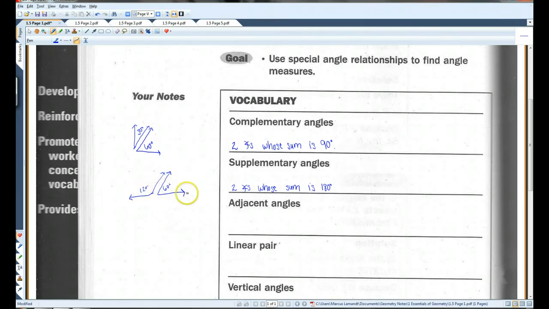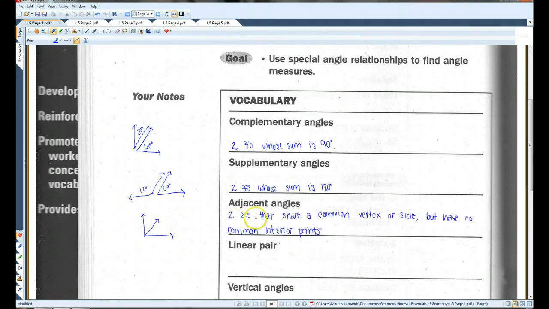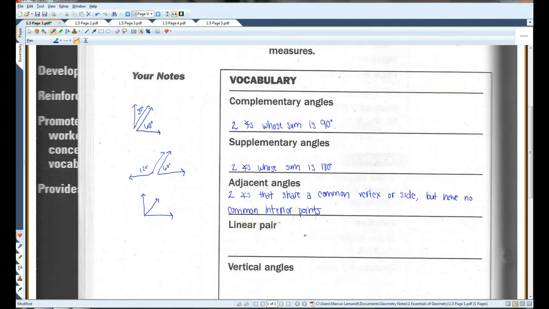Adjacent angles are angles that share a side. Okay? They look kind of like this. This angle and this angle are adjacent because they're attached here. They share this side. Two angles that share a common vertex or side but have no common interior points.